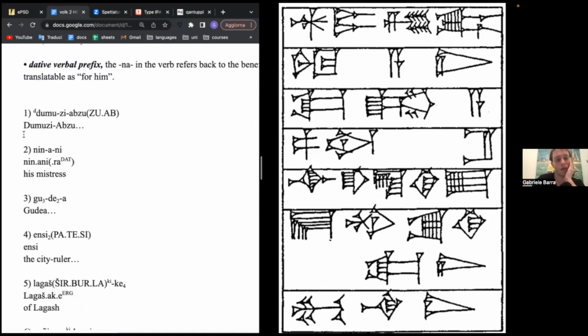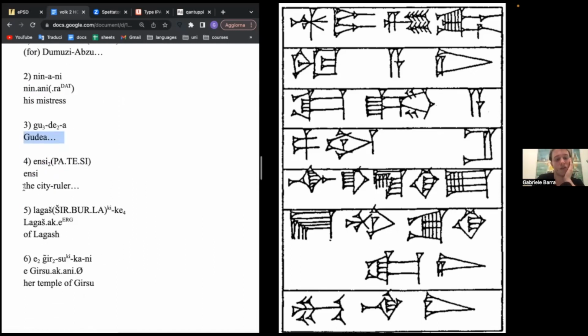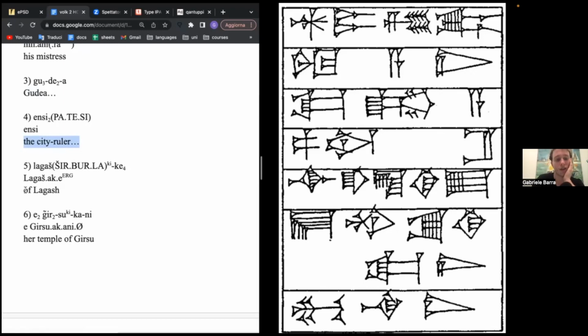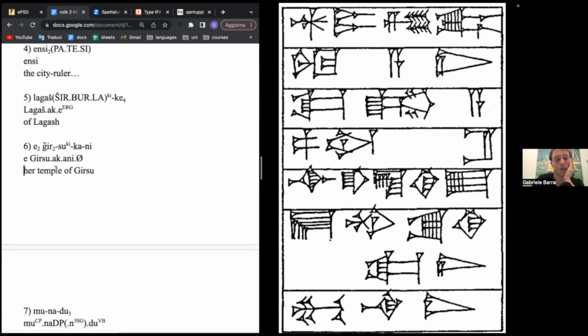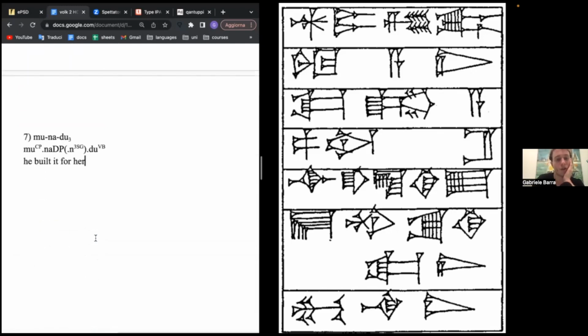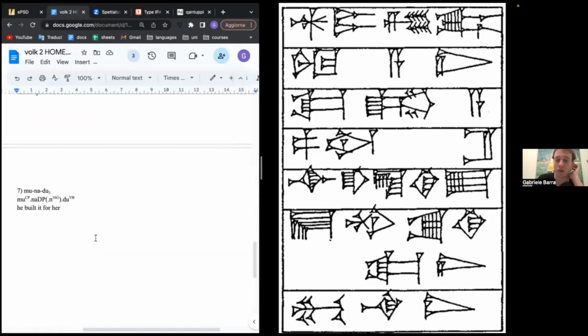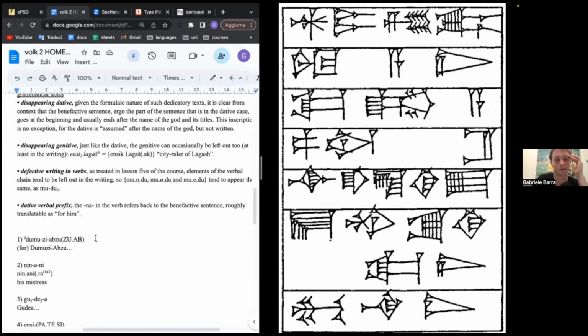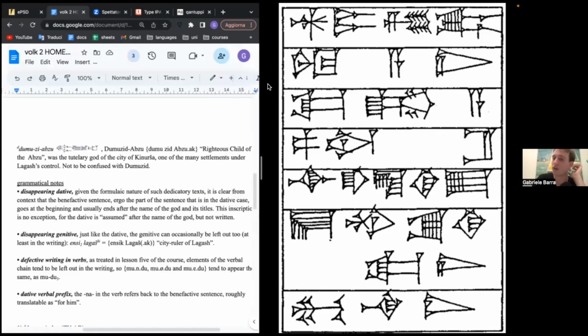So altogether, for Dumuzi Abzu, his mistress, Udea, the city ruler of Lagash, her temple of Girsu, he built for her. Very good. Well, I say we're off to a good start. Very, very well.